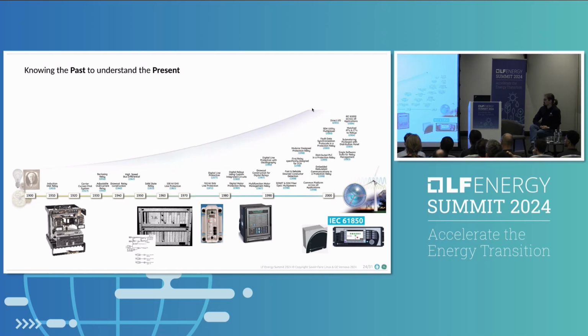Now we are in the 21st century. 6150 appeared. We are digitalizing the analog values into digital values with merging units. We have the latest generation of centralized protection and multifunction, multi-protocol, multi-communication, connection to the cloud, and so on.